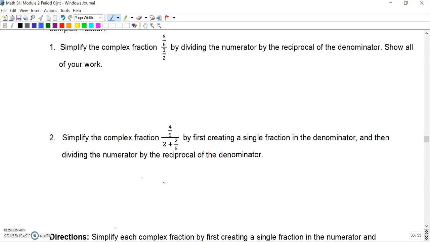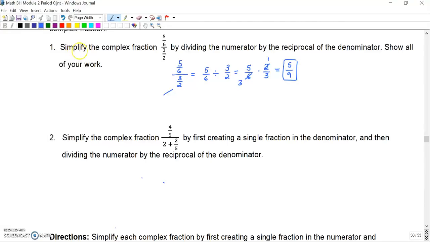So if we think back to Module 1, we dealt with complex fractions. And the strategy for complex fractions, or fractions within fractions, is that to simplify them, we write the same statement horizontally. Then we multiply by the reciprocal of the second fraction. And we get our final simplified answer.